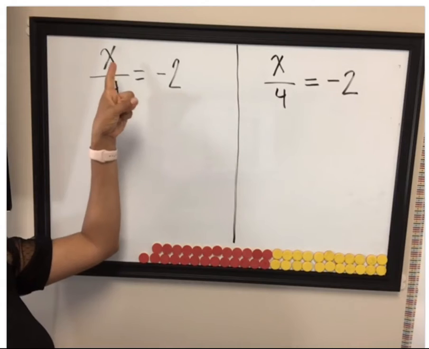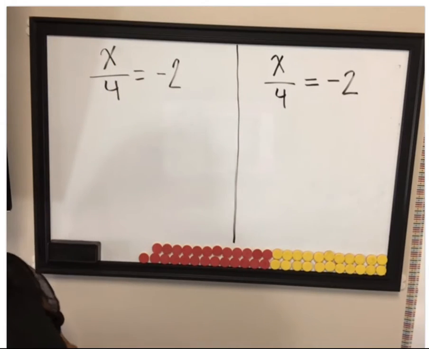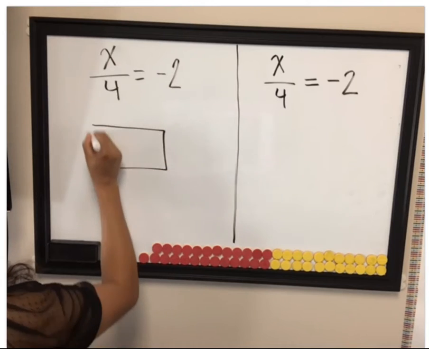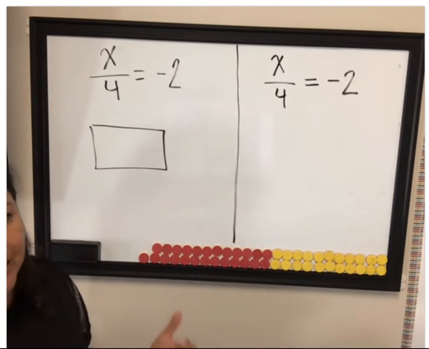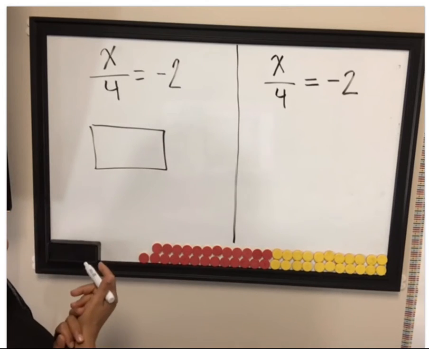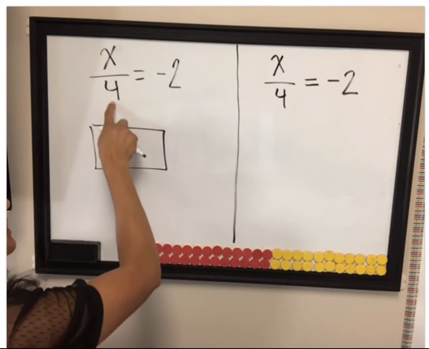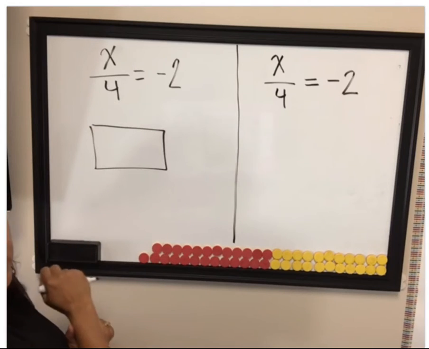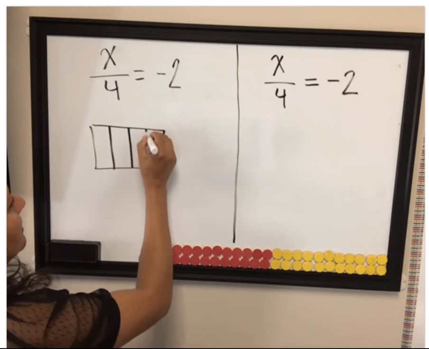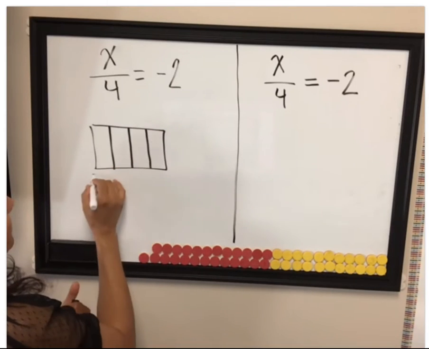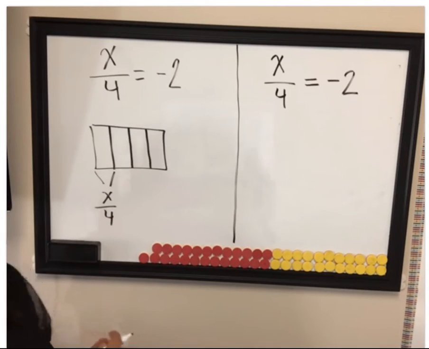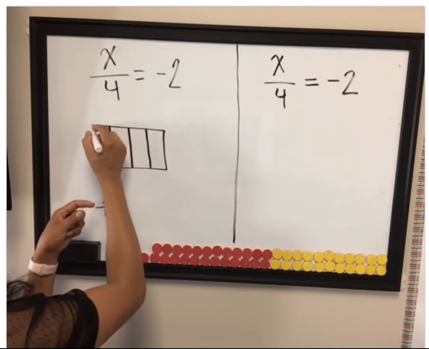So if I have x divided by 4 equals -2, what this means is x is this box. We have been talking about x representing a box, right? So I have a box. However, this box is being cut into 4 sections. So there's 4 sections. And this piece right here is 1/4 or x divided by 4. That's representing this little piece.